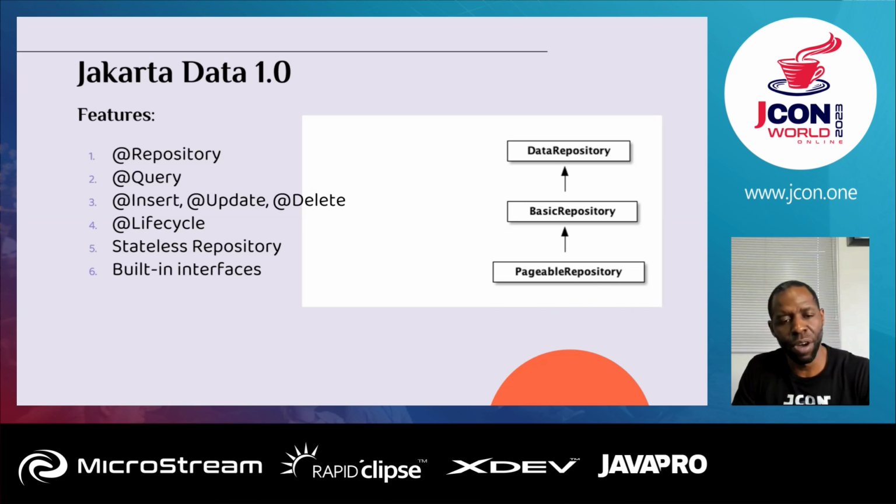And then you have three new annotations: insert, update, and delete. Insert will say this operation does an insert, update will do an update, and delete will do a delete. And the lifecycle is basically the lifecycle of domain objects. For example, in JPA we have something similar, like pre-persist and pre-update and post-persist and post-update. Lifecycle will be like that.